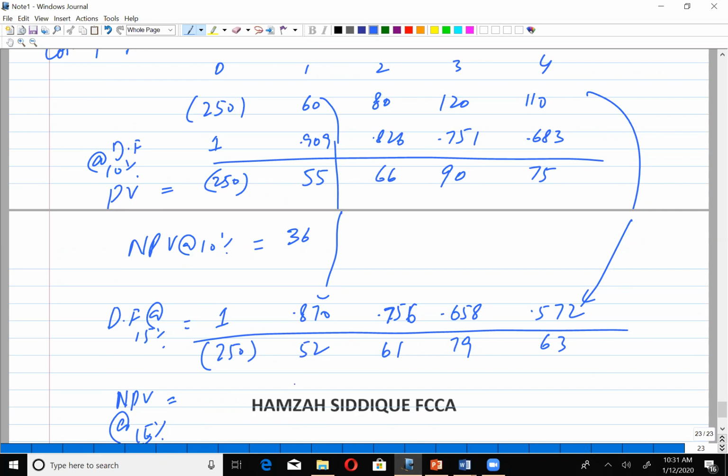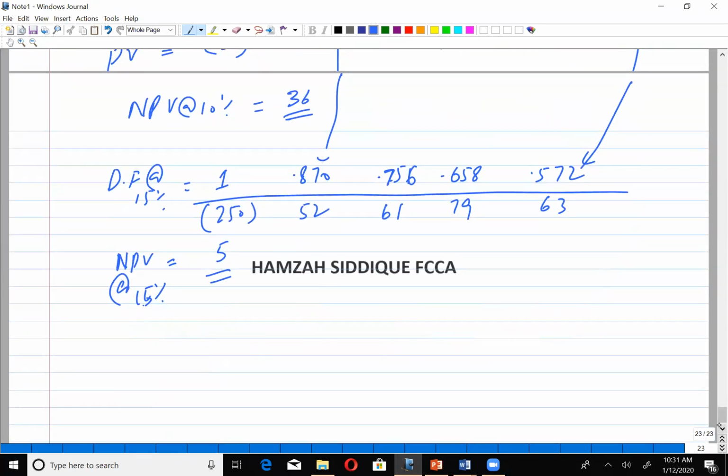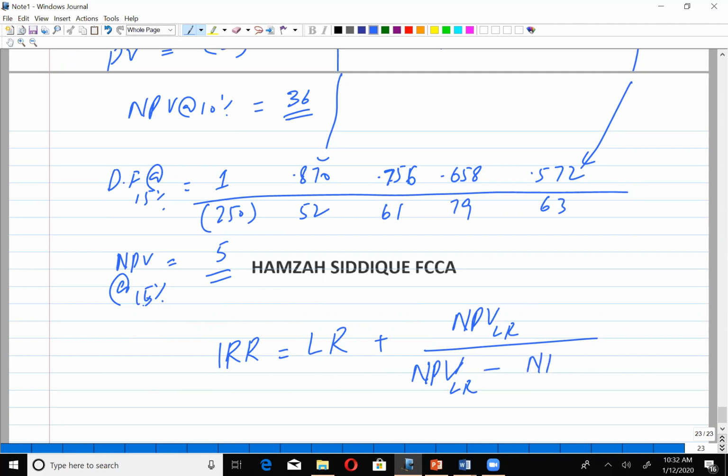Here it is +5. NPV is again positive. Now students, how is IRR calculated? The formula, in my own words, is: IRR equals low rate of return plus NPV at low rate divided by NPV at low rate minus NPV at higher rate, into higher rate minus low rate.